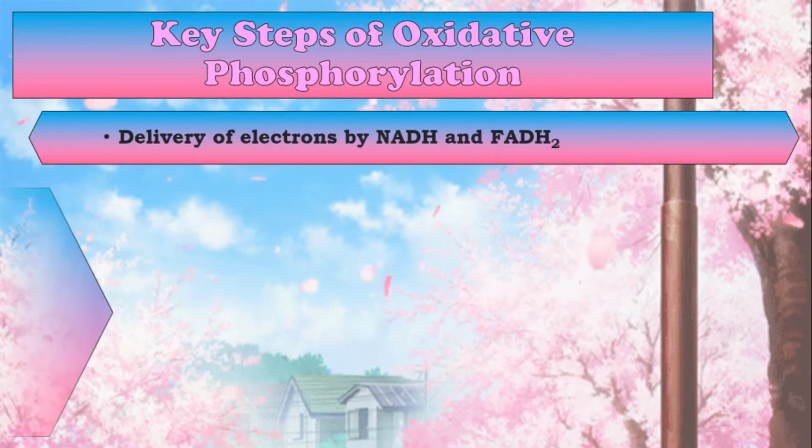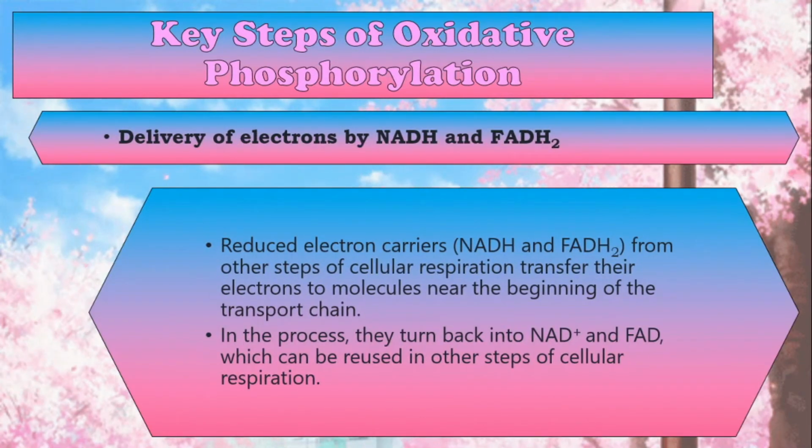So what are the key steps of oxidative phosphorylation? First is the delivery of electrons by NADH and FADH2. The reduced electron carriers, NADH and FADH2, from other steps of cellular respiration, such as the Krebs cycle, transfer their electrons to molecules near the beginning of the transport chain. In the process, they turn back into NAD+ and FAD, which can be reused in other steps of cellular respiration.